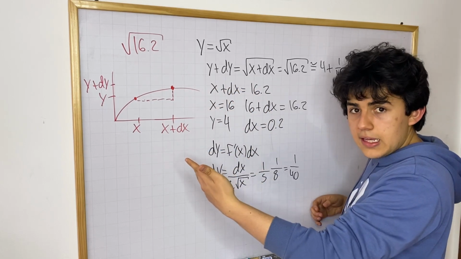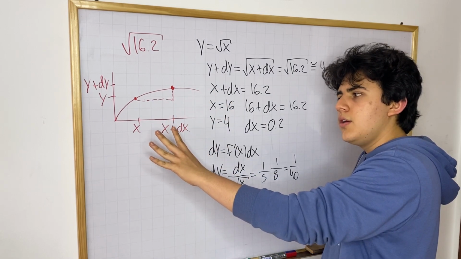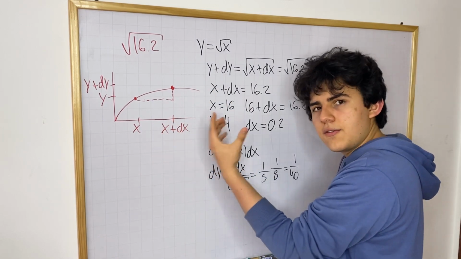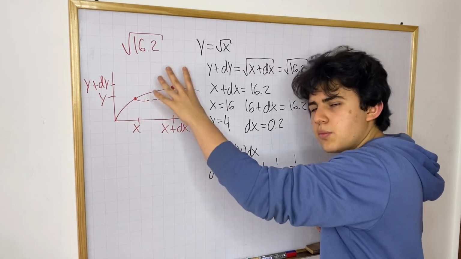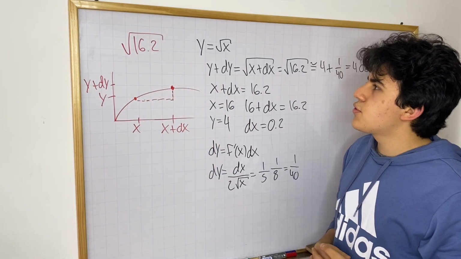You can understand that by seeing the geometric picture, which is kind of hard to explain. You need to understand that dx is a very small number, and here we're zooming in on the graph of the square root of x. So yeah, that's like an extra remark.